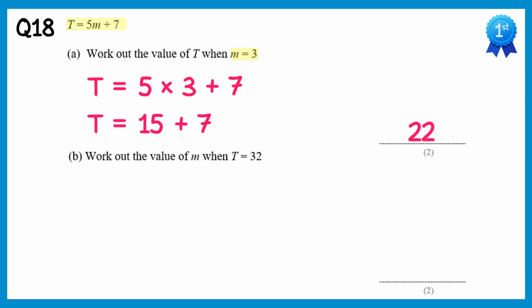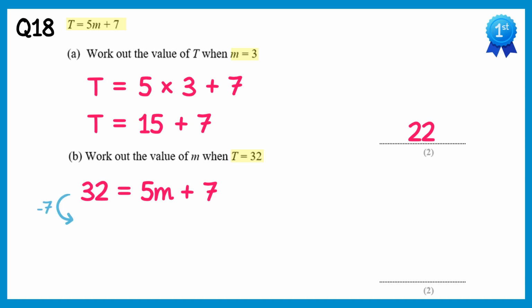For the second part, we'll do the same idea, but this time we're told that t is 32. So we'll copy this formula out, t equals 5m plus 7, but replace the t with 32. So t equals, but we know t is 32, so 32 equals 5m plus 7. We're trying to find the value of m, so we've got an equation to solve here.